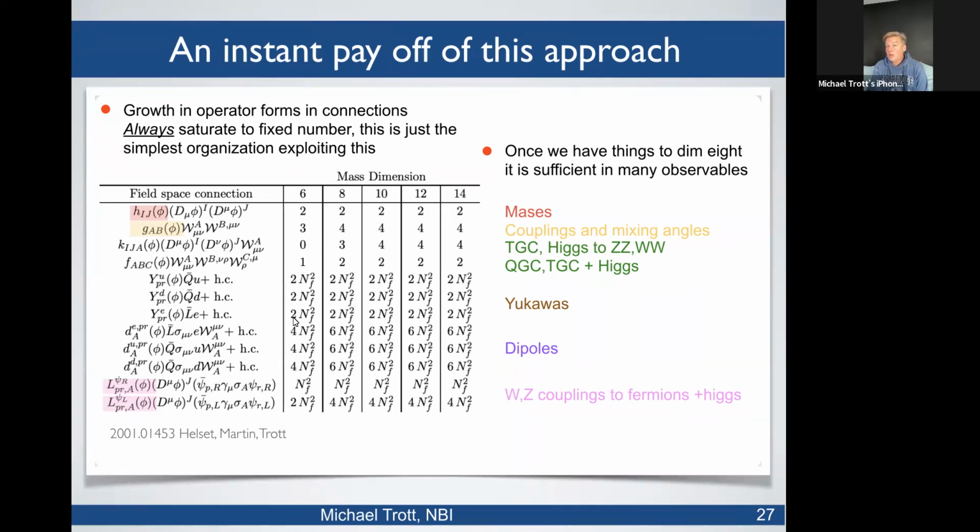That happens with all of these terms that I've been defining for you for the 2- and 3-point functions. And these terms actually have a very clean interpretation in terms of how they cause effects in experimental measurements. This was, as you saw, associated with masses. This was couplings and mixing angles defined in the transformation from the weak to the mass eigenstate basis. The other ones define triple gauge couplings, Higgs to ZZ, and that sort of thing, Yukawas, dipoles, and anomalous couplings of W's and Z's to fermion fields with possible Higgs emissions.